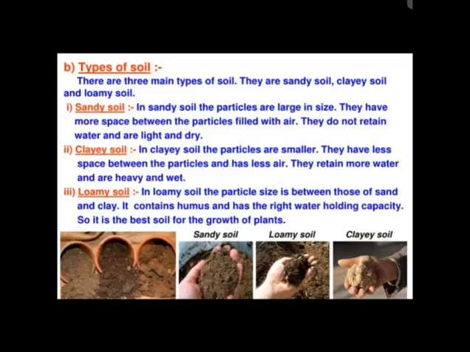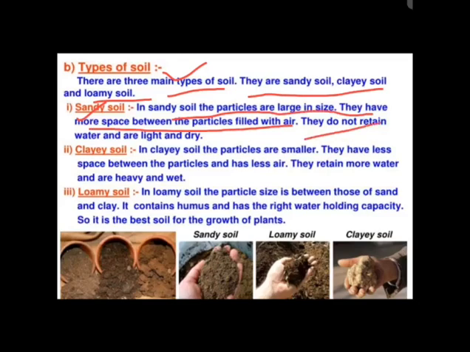Next is types of soil. So there are three main types of soil. These are sandy soil, clay soil, and loamy soil. So the first one is sandy soil. In sandy soil, the soil particles are large in size. They have more space between the particles filled with air, and they do not retain water and are light and dry. So this soil contains particles which are large in size. They have more space between the particles and they do not retain water. That is why they are light and dry.